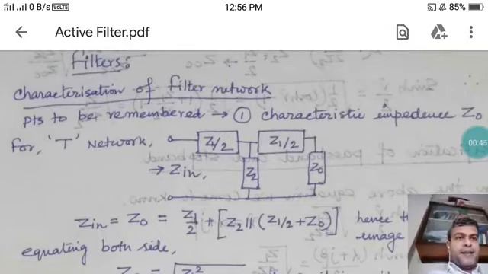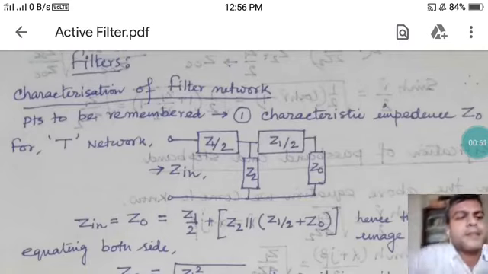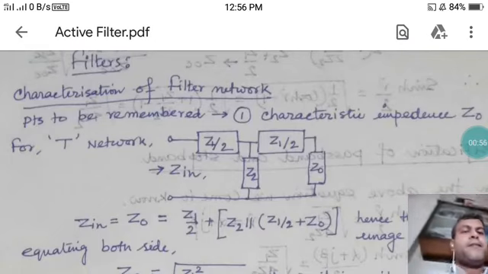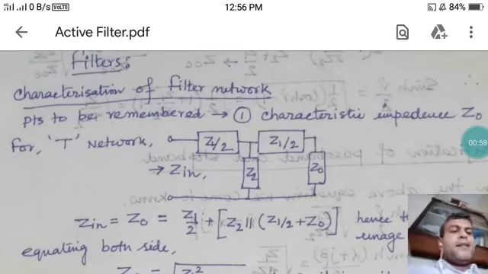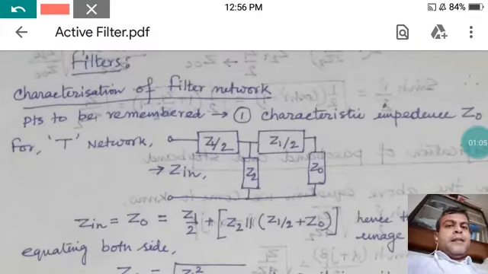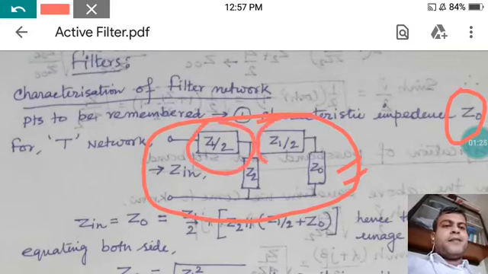So write that in today's class we are taking one symmetrical network, as you can see, with Z1 by 2, Z1 by 2, and Z2 given in the form of a T network, right here. I am just taking the characteristics of the filter network, the points to be remembered: the characteristic impedance Z0 that I have calculated for the T network, which is my circuit. This is the image impedance Z0, that is Z in, and this is the symmetrical T network, so it is Z1 by 2, Z1 by 2, and Z2.